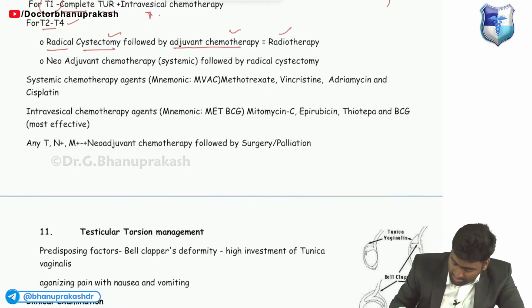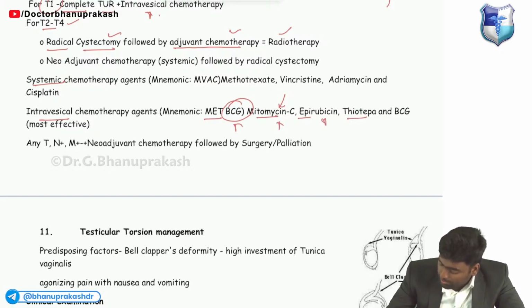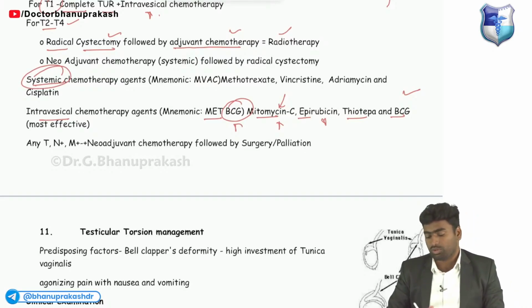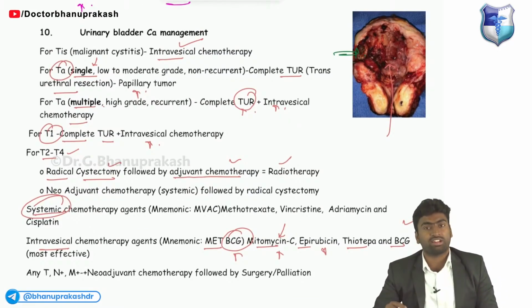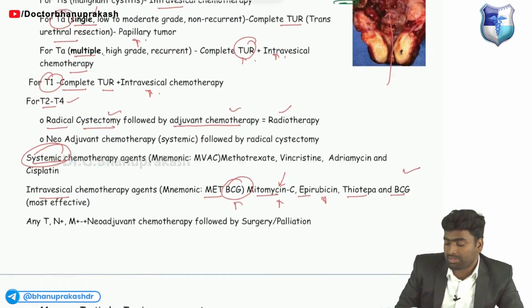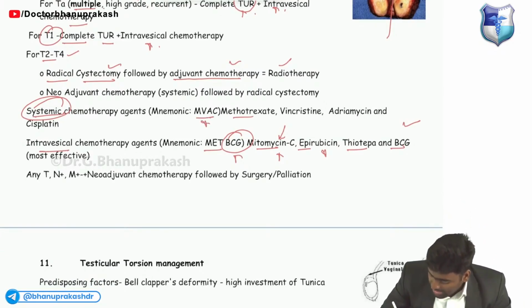Fine. Then what are the agents we'll use? One of them, I told you, is BCG, and mitomycin C we will use. It can be remembered as MET BCG: mitomycin C, epirubicin, thiotepa and BCG. Fine. And next, systemic chemotherapy by IV route. We can give by two routes. Transurethral, where we deposit and flush in the bladder, which is intravesical. But some things we can give by intravenous route. They are the MVAC regimen: methotrexate, vinblastine, adriamycin and cisplatin.